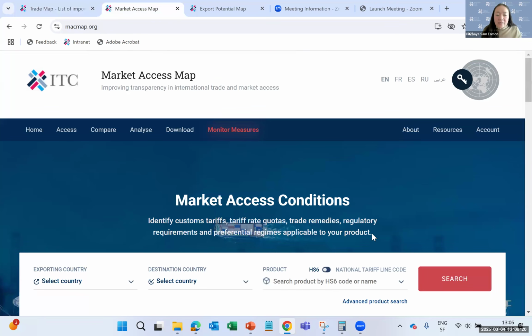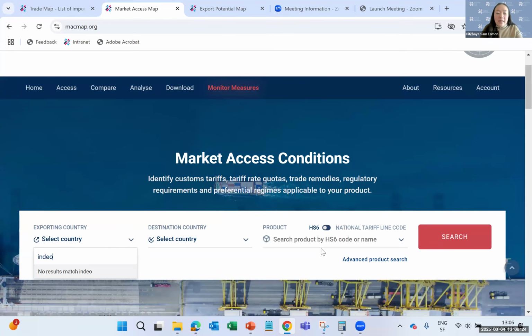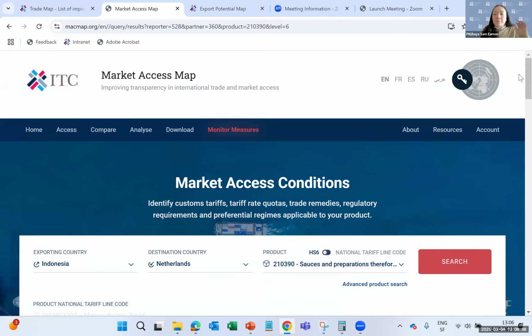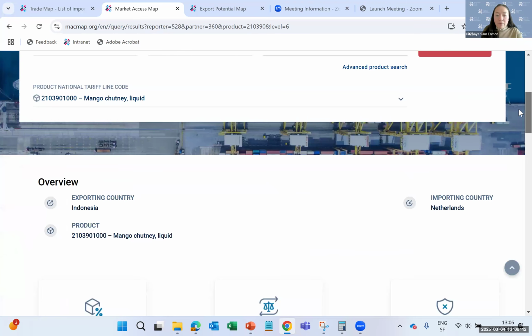And this is Market Access Map. The first thing you would do is type in the export country. In our case, we're from Indonesia. Our destination market is the Netherlands. It's very simple. You know the code, 210390, sauces, preparations, condiments. Click search. And from the homepage of MacMap, you'll be able to see the overview of market access conditions.